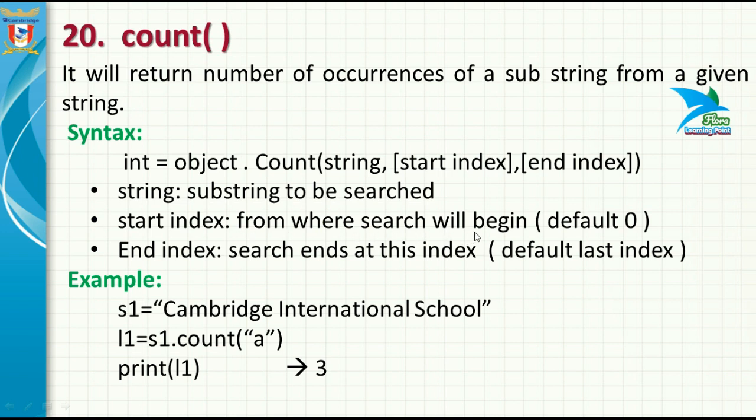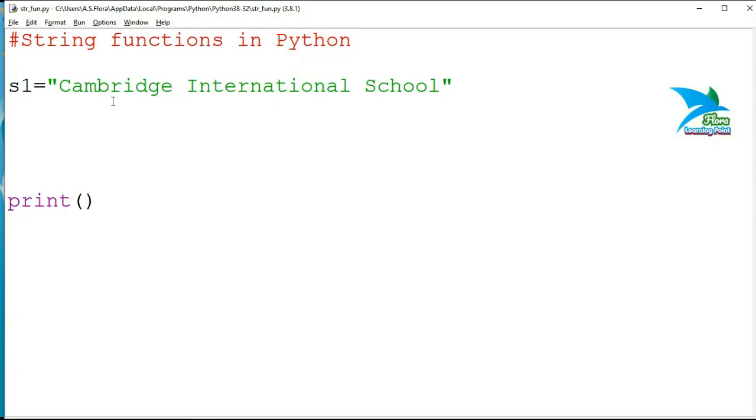So first parameter, the substring or a character to be searched. Start index, from where the search will begin, by default is 0. So this parameter will decide from where you want to start the search of that particular character or a substring. If you will not pass this parameter, then the default searching position is the 0 index character. And next is end index. Search ends at this index, so the default is the last index.